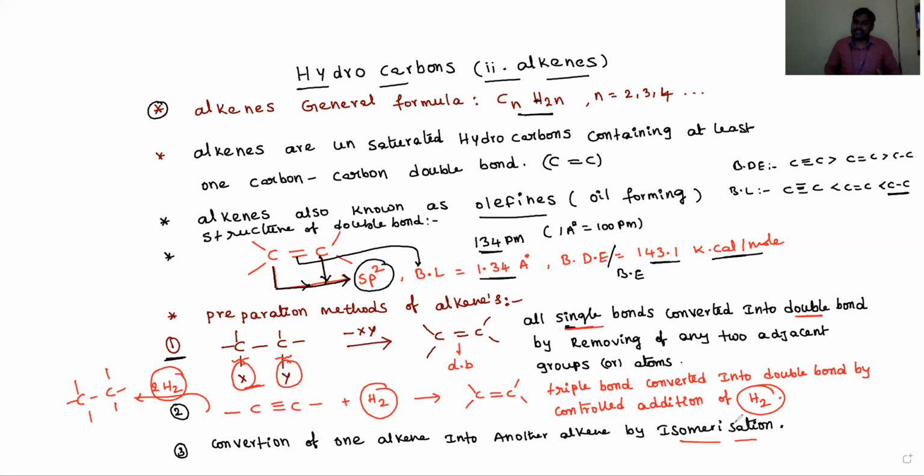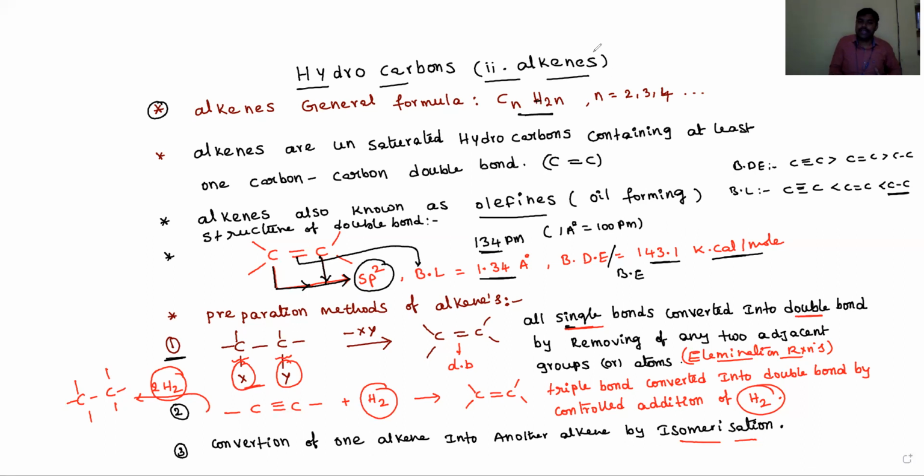Now we'll discuss the first method. The first way is called removing adjacent groups or atoms. Removing adjacent groups or atoms means that these kinds of reactions are all called elimination reactions. We are removing the adjacent groups, that's why they are called elimination reactions. So we need to discuss what the different types of elimination reactions are, and what kind of reactants give alkenes by eliminating adjacent groups or atoms.